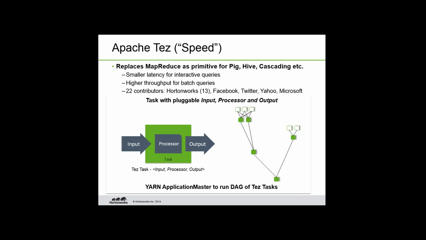There could be higher throughput for batch queries, and right now there are around 22 contributors working overall, 13 from Hortonworks, and other contributors from Facebook, Twitter, Yahoo, and Microsoft. They have been working together.